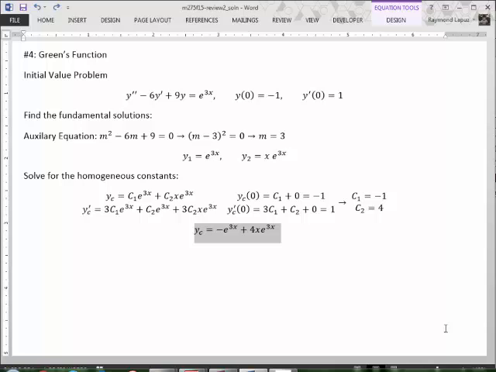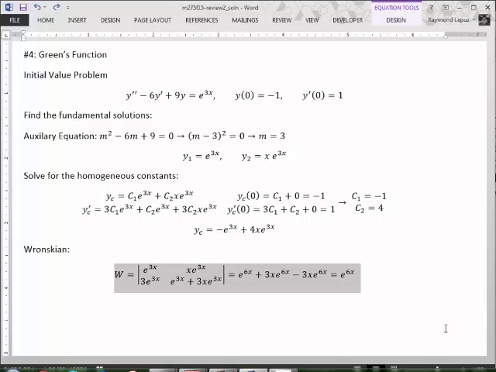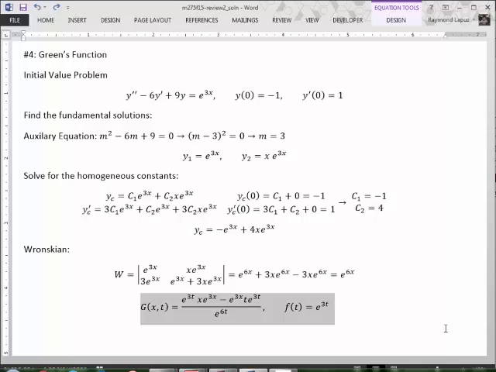Well, particular solution. So we will take yp, and we're going to solve for yp by using Green's theorem. In order to use Green's theorem, we need the Wronskian, and remember our fundamental solutions are e to the 3x and x e to the 3x. So our Wronskian is going to end up being e to the 6x. And now that we know the Wronskian, we'll use Green's theorem. We'll define Green's function, and then our right-hand side is e to the 3t.